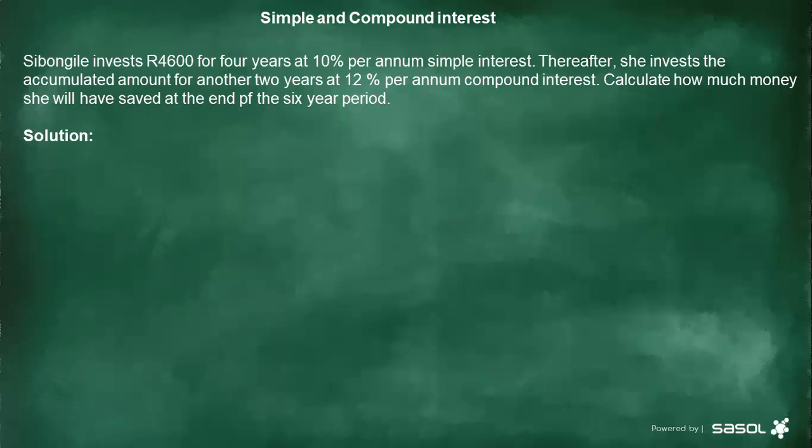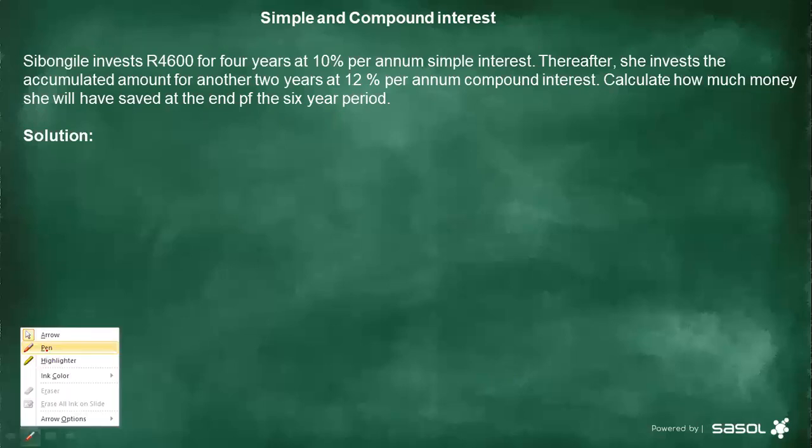Now you can read from the scenario that we have simple interest and compound interest. So we are going to use both formulae to calculate the final amount. The other thing that will help you is to write down the data, what we have from the scenario, so that you can see what you don't have, and it will simplify the calculation for you.